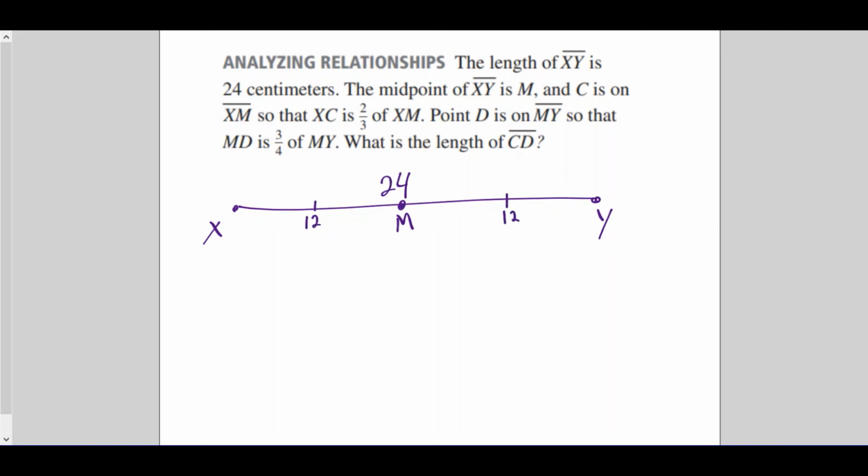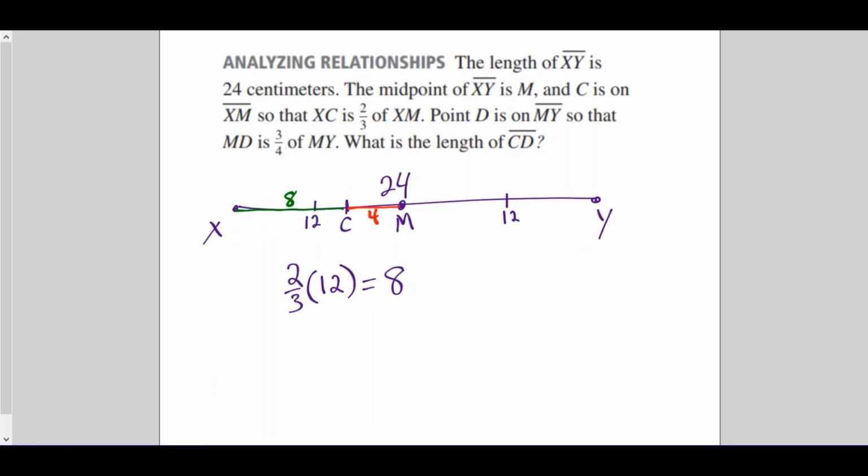C is on xm, so it's in here somewhere. So that xc is 2/3 of xm. So I know that c is more than half of the way there. And in fact, if you know that this is 12, then 2/3 of that will be 8. So I'm going to label this section as 4, and let's label this section as 8.